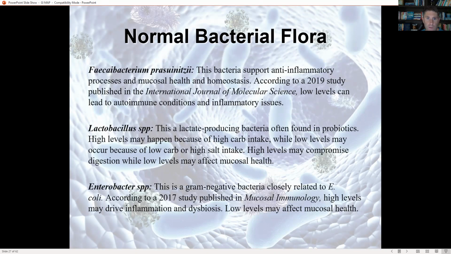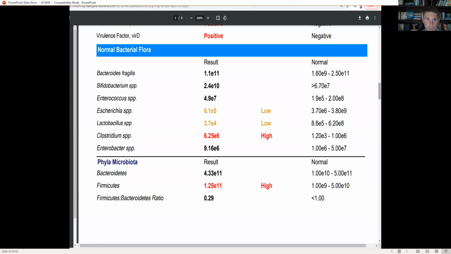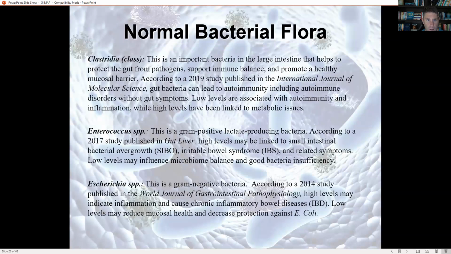Other ones, Faecalibacterium prausnitzii. This bacteria supports anti-inflammatory processes and mucosal health. So again, it lives in the mucosa. Low levels can lead to autoimmune conditions and inflammatory issues. And that's a bacteria that is, again, very well associated with intermittent fasting, which helps boost it. And it looks like it's not on that lab.